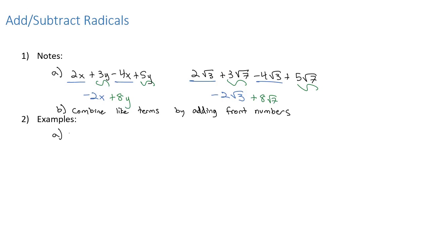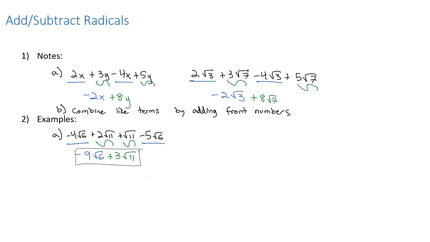So for example, if I have negative 4 root 6 plus 2 root 11 plus root 11 minus 5 root 6. If I want to combine like terms to simplify this, I see negative 4 and negative 5 of these root 6. Add that together to get negative 9 root 6. I also see 2 plus 1 of these root 11's gives us a total of plus 3 root 11, and that becomes our simplified expression.